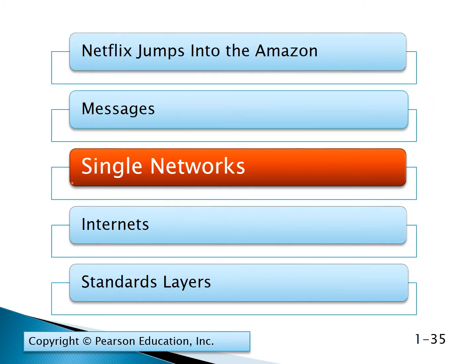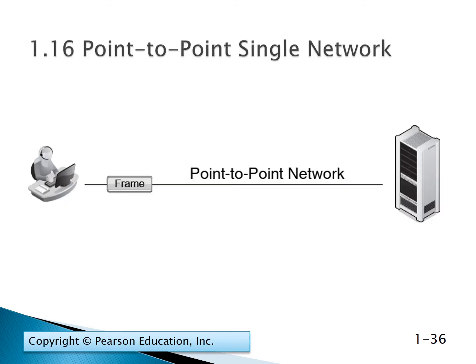So in the next few slides, we'll talk about some examples of single networks and some of the protocols that they use. So the simplest single network is a point-to-point network. Basically, you just have two computers connected to each other, or sometimes they may not be computers, basically just two devices. Or in networking terms, sometimes we just call them two hosts. So you just try to send a message from one device to another device.